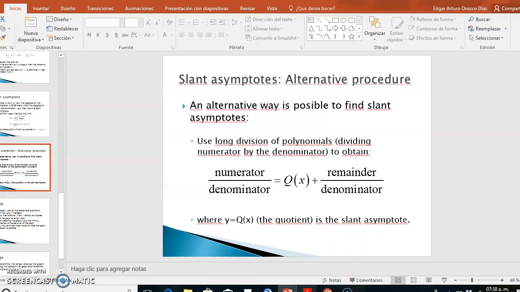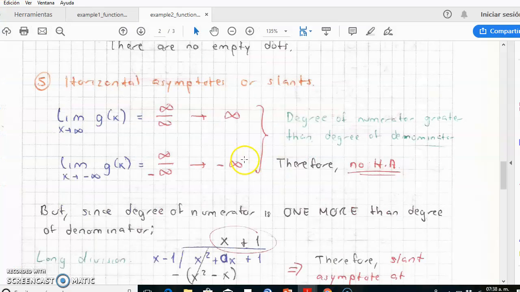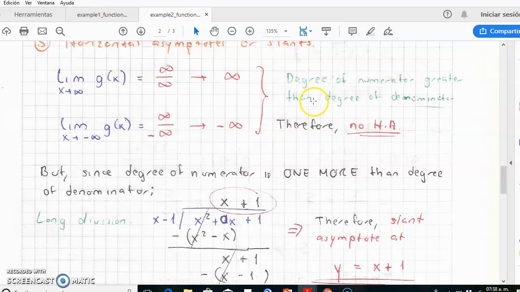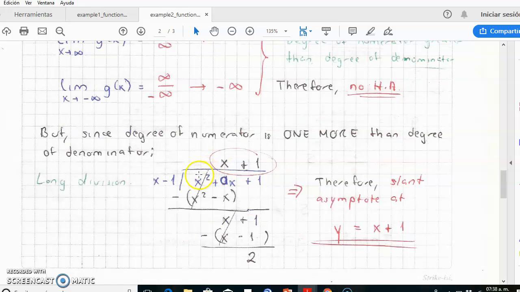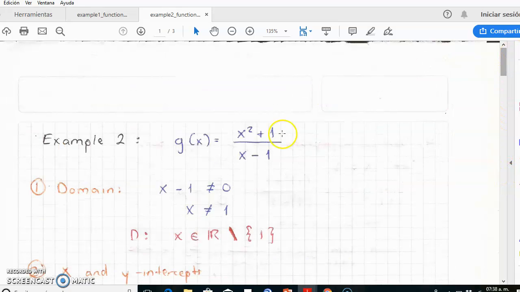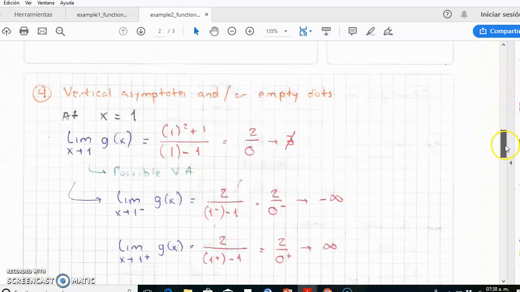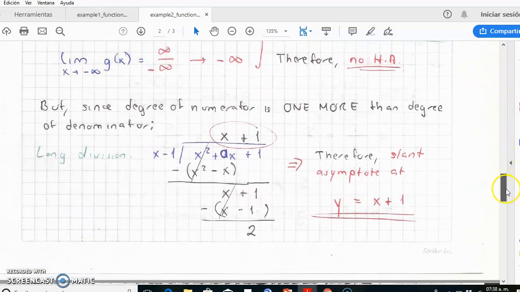Example. In the same example that we're working with, we know that it's going to be a slant asymptote, so we're going to divide the numerator over the denominator. How? Well, this is the numerator, this is the denominator. We're going to use long division of polynomials. You saw that in Math 1. So how do we do it? Well, the numerator is x squared plus 1, but we need to complete with a 0x, the term that is missing for the polynomial, divided by the denominator, which is x minus 1.